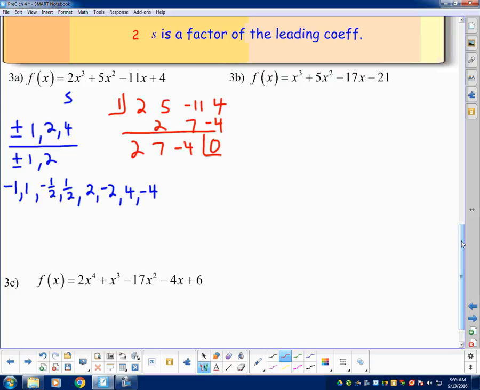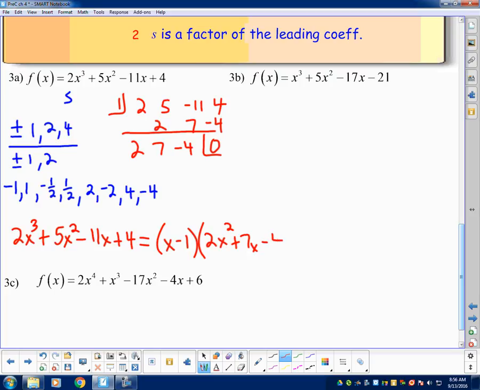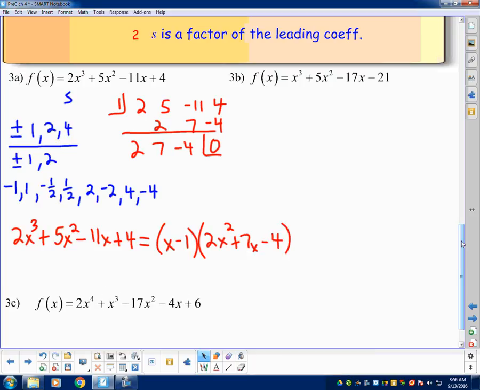So I could say 2x cubed plus 5x squared minus 11x plus 4 equals x minus 1. And then what do I have left over? This is where it gets a little easier. What does this mean? Remember, it goes down by 1 power, so it's 2x squared plus 7x minus 4. You with me? So now we've taken this cubic and made it into a factor times a quadratic.